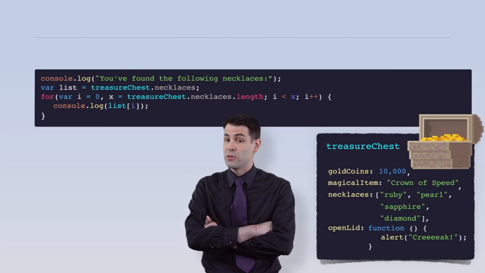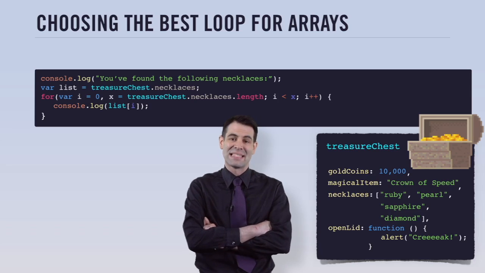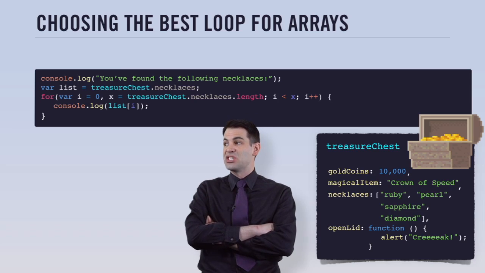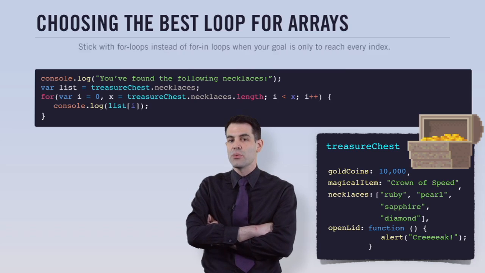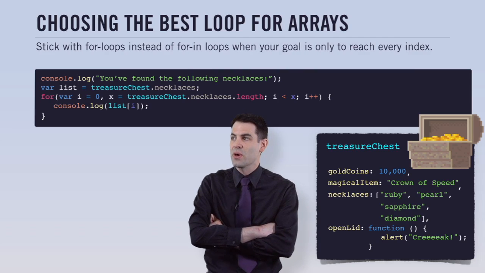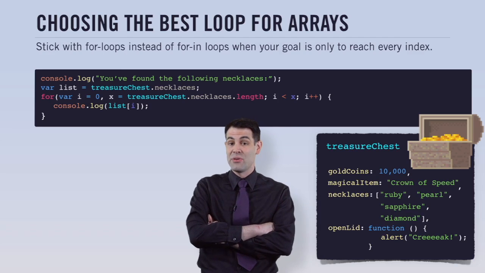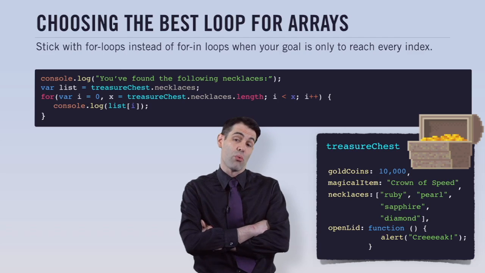On a broader level, there are other ways to optimize the loops that are inside your code, and one way is to make sure that you're choosing the best kind of loop for arrays. If you want to just deal with each index inside the array, your best bet is to stick with for loops instead of for in loops. Now, to see why the regular for loop is often better for performance, let's go ahead and add a few methods to the array prototype.